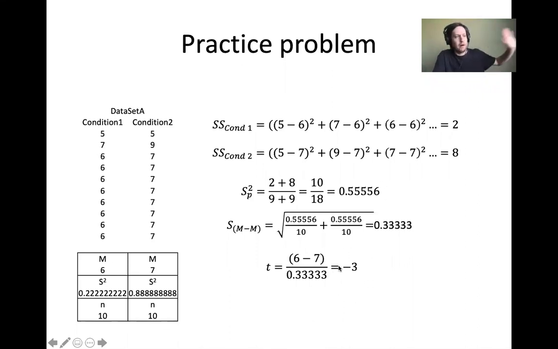-3 is far to the left. Our critical boundary on the left side is -2.101. -3 is well beyond that. Therefore, we would reject the null hypothesis. -3 is to the left of our critical value, -2.101. It's definitely in the critical region. And so we reject the null hypothesis. We would conclude that these two sample means, 6 and 7, are significantly different from each other.